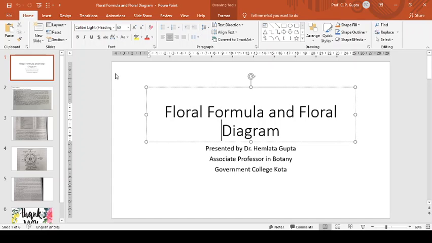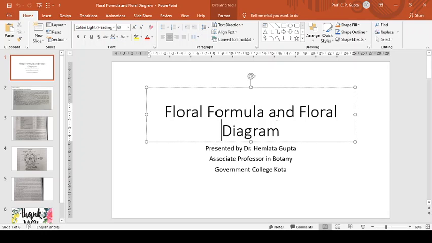तो व्हाट इज अ फ्लोरल फॉर्मूला? The floral formula is the numerical representation of various parts of a flower. It also depicts the symmetry, interrelationship of various floral parts, and unisexuality as well as bisexuality in the flower.